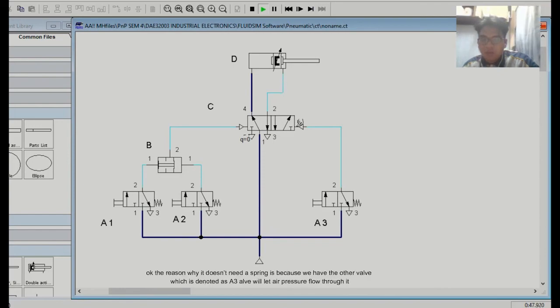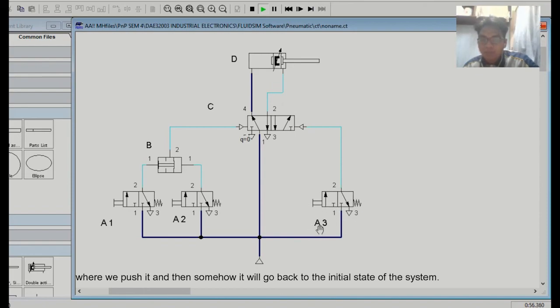So why don't we need a spring? Because we have the other valve, denoted as A3, where we push it and it will go back to the initial state of the system.